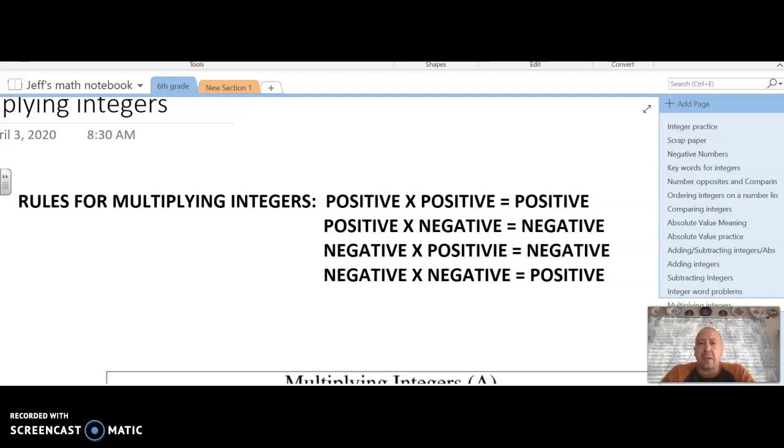If you have a positive times a positive, it equals a positive. A negative times a negative equals a positive. A positive times a negative equals a negative. And a negative times a positive equals a negative also. So we're going to use those rules and do some practice problems to see how that works in action.